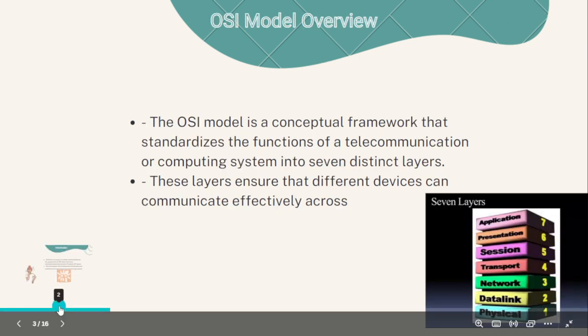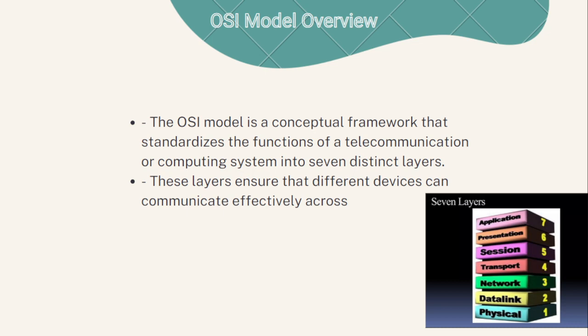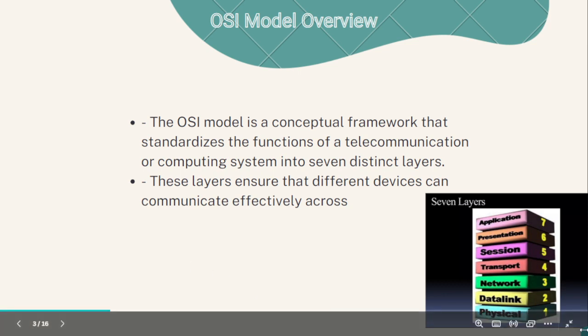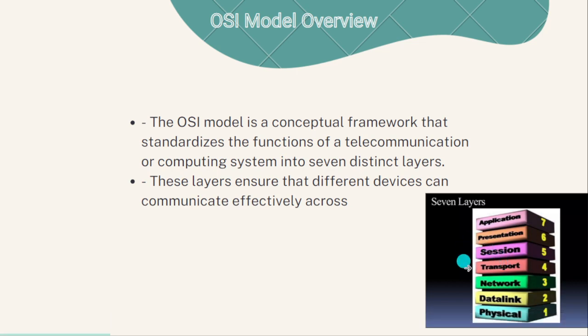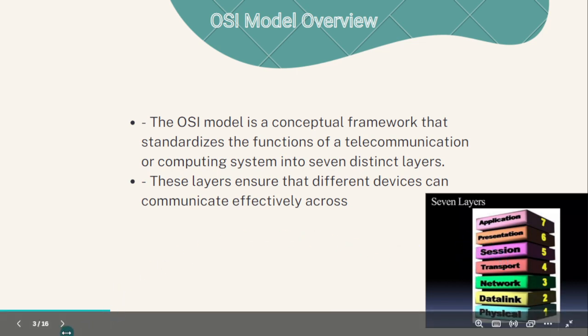Now let's take an overview of the OSI model. The OSI model is a conceptual framework that standardizes the functions of a telecommunication or computing system into seven distinct layers. These layers ensure that different devices can communicate effectively. So in this diagram, you can see how these seven layers are there.